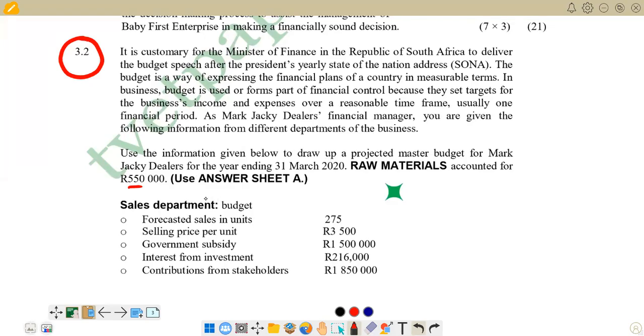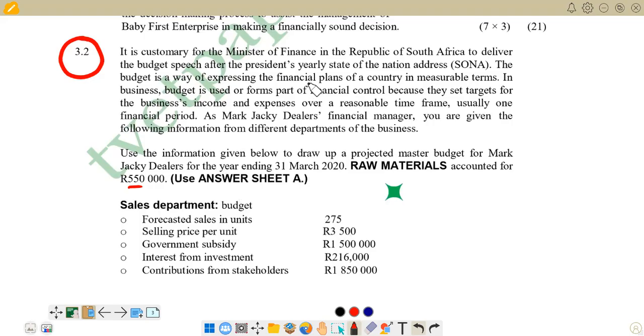So what is important is that we are being asked to prepare a projected master budget. This projected master budget is for the year ending 31 March 2020, for the year. Usually the period of a projected master budget is prepared on a yearly basis. So it is very important to take note of the period that is required there.